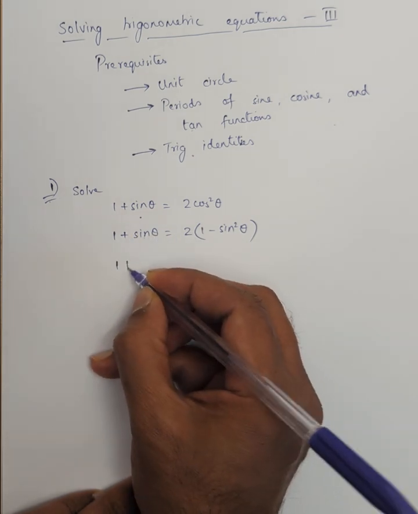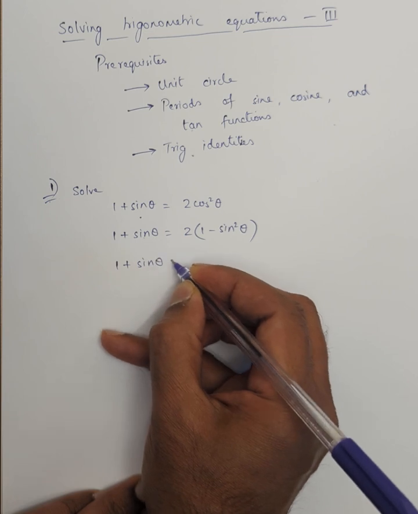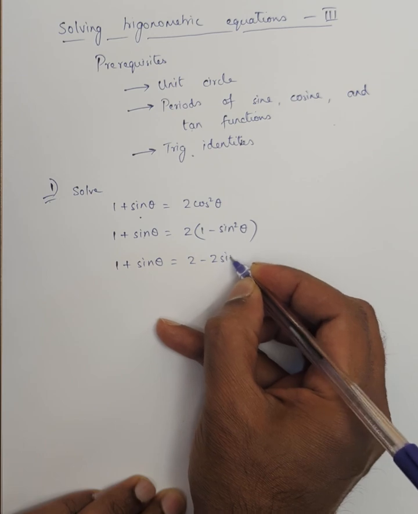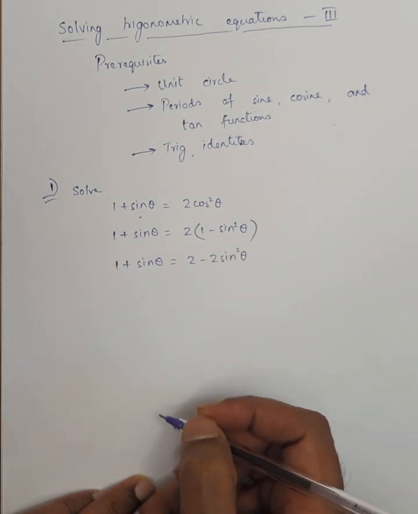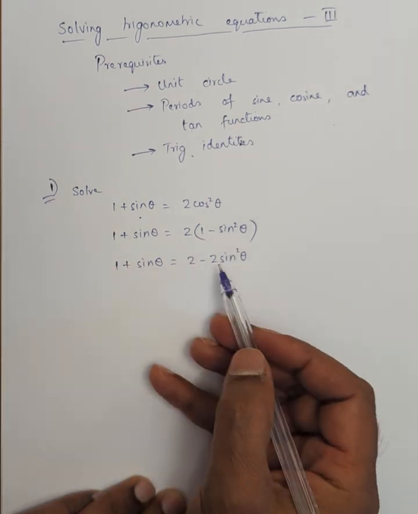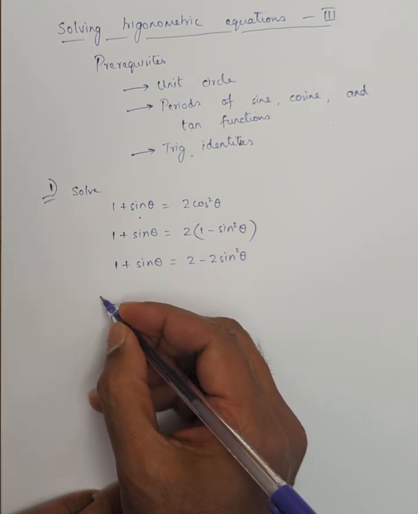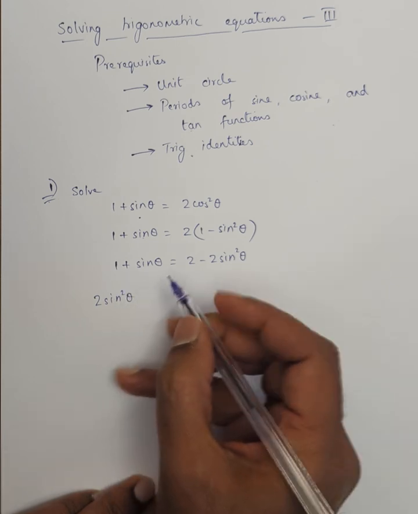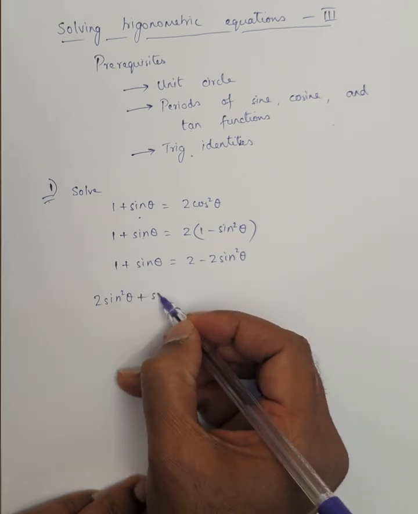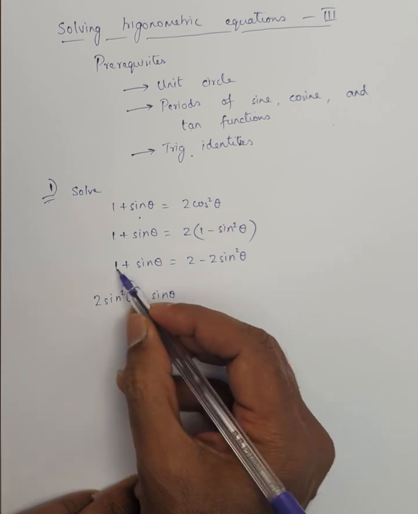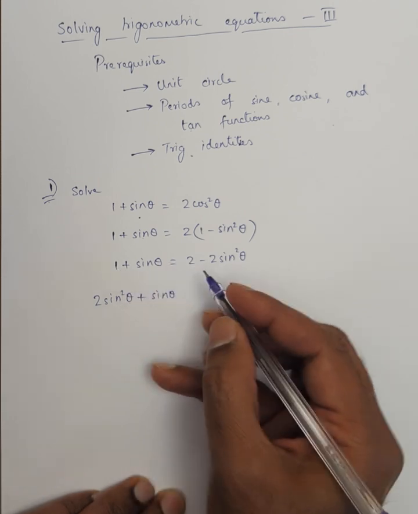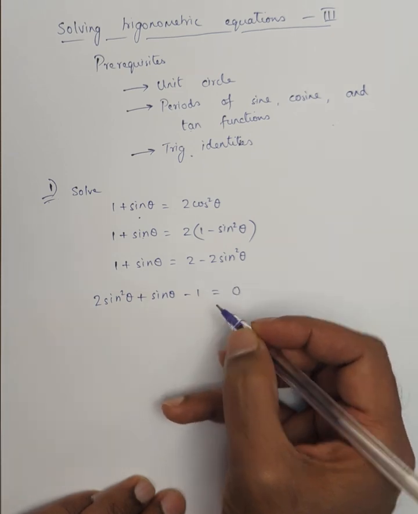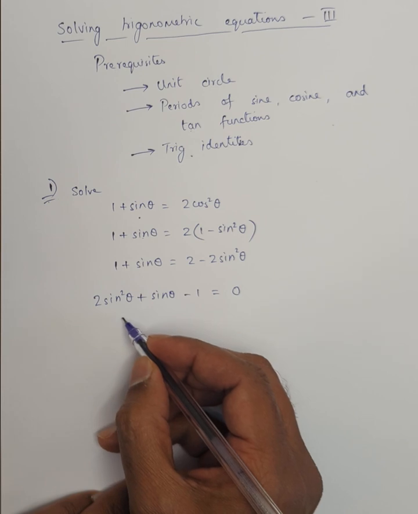So let's go ahead and simplify on the right side and distribute the 2. You get 2 minus 2 sine square theta. Now move everything to the left. So add 2 sine square theta on both sides. You get 2 sine square theta, and just plus sine theta, that's already on the left side. Now I have a plus 1, and if I subtract 2, I get minus 1 equal to 0. So now we can solve.